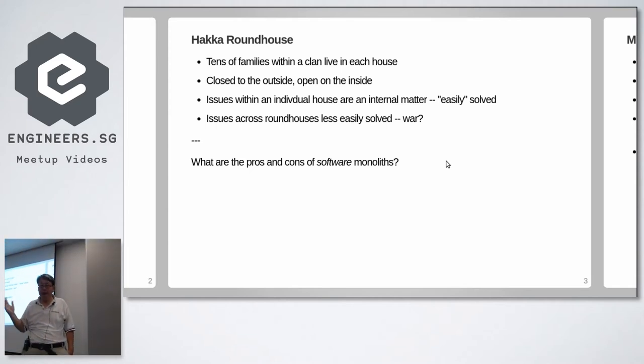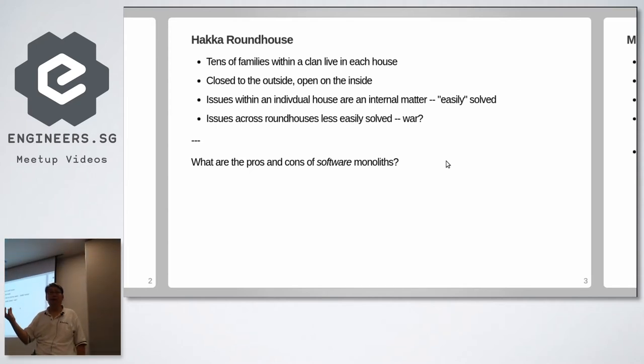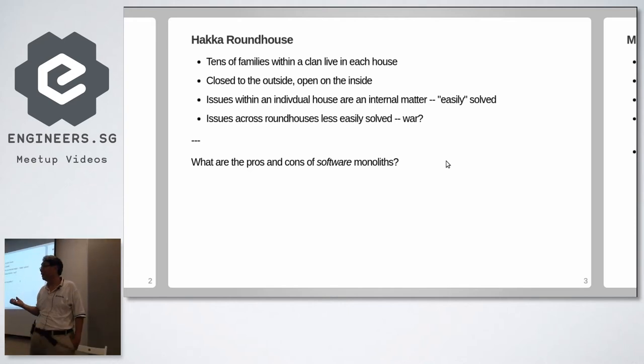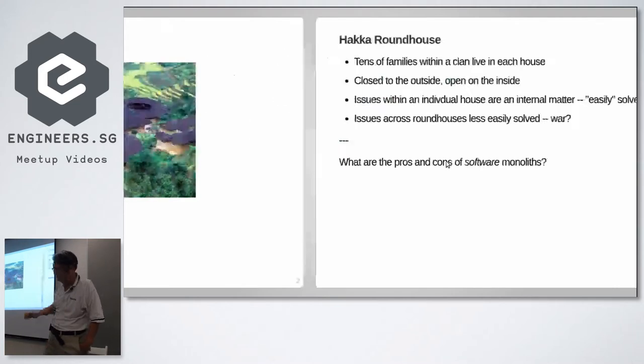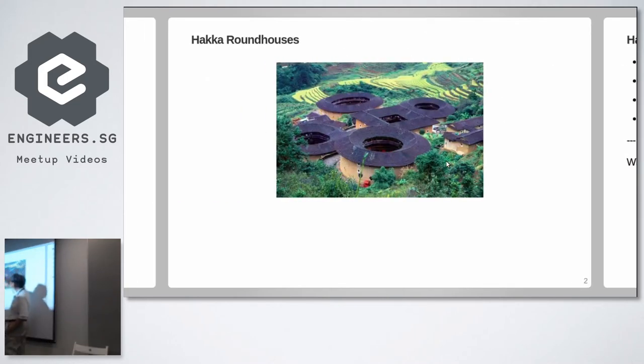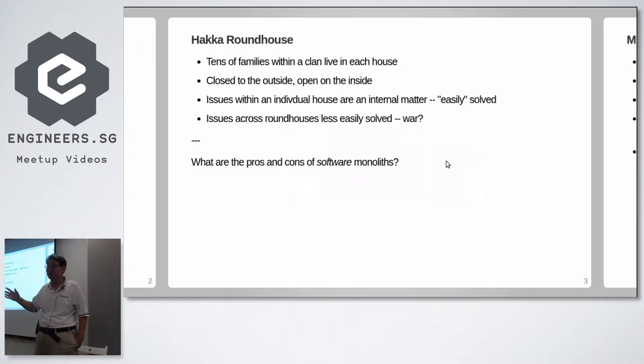And if there are issues within that community, within a roundhouse, they bring their grievances to the clan chief, and the clan chief's decision is final. That's it. It's settled one way or the other. But if you have issues with other roundhouses, if this roundhouse has an issue with that roundhouse, then it's going to be a problem because they are ruled by different clan chiefs. And that's why wars occur.